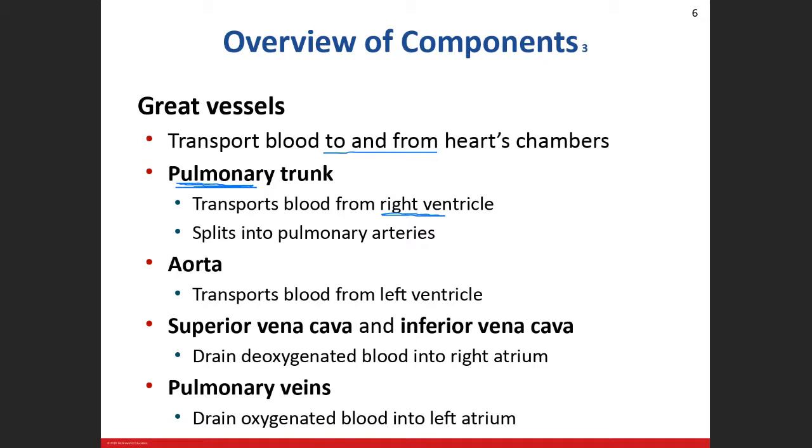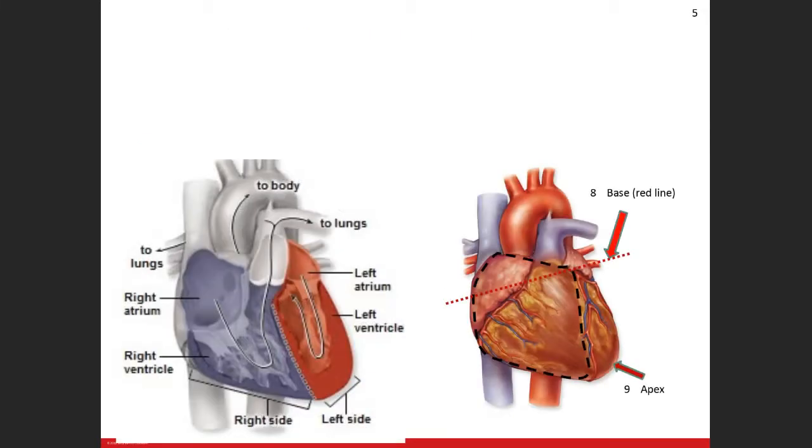Then it's going to go to the lungs, get oxygenated, and then it's going to return that blood to the heart. And when it brings blood to the heart, it is now known as a vein. So that is the pulmonary veins, because they're telling you where they're coming from. They're coming from the lungs. Pulmonary veins are going to be bringing oxygenated blood to the heart, and it dumps it into the left atrium. And I'll show you right here.